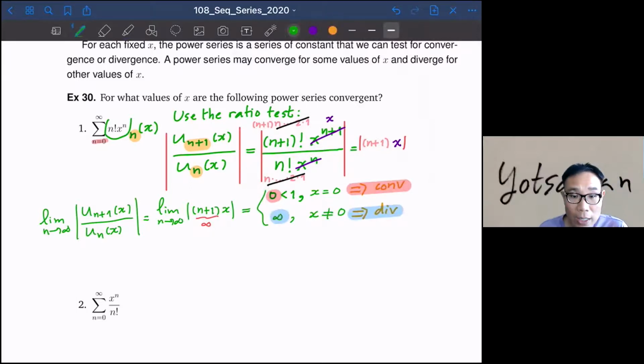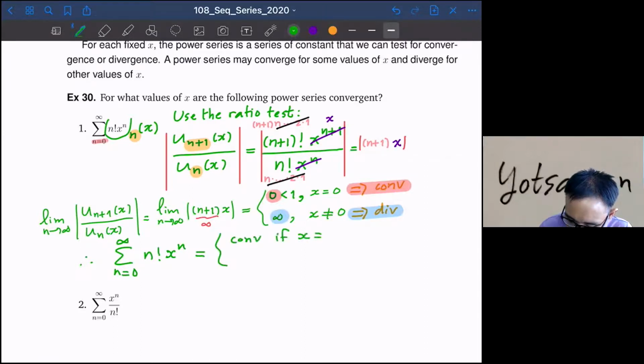So we're going to have the conclusion that the series from n equal to 0 to infinity of n factorial x to the n turns out to be convergent if x equals 0, and it is divergent if x is not equal to 0. Okay, so that will be the conclusion.